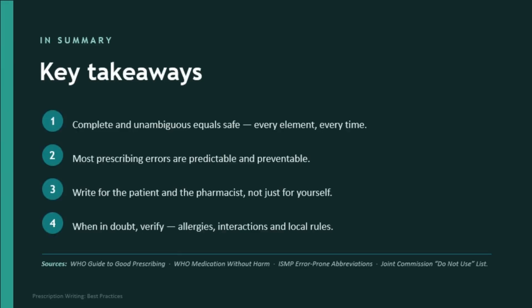So let me leave you with the essentials. First, complete and unambiguous equals safe, every element, every time. Second, most prescribing errors are predictable and preventable, which means they're within your control. Third, write for the patient and the pharmacist, not just for yourself. And fourth, when in doubt, verify the allergies, the interactions, and your local rules.